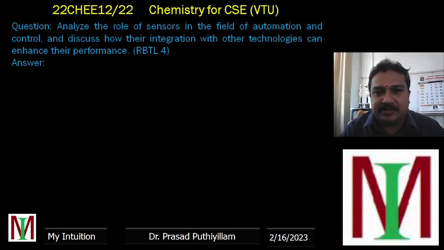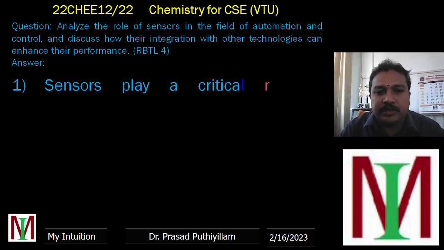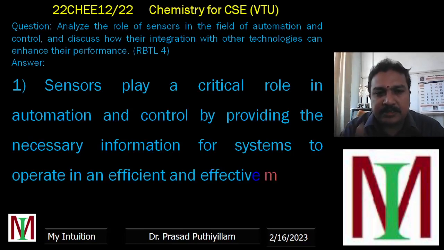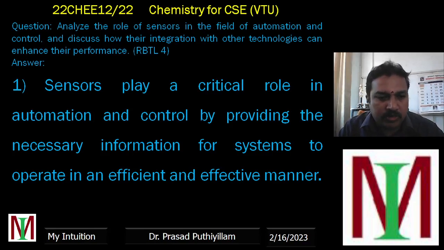Okay, so we need to analyze, not just give a by-hearted definition. We need to have our own analysis. One of the answers is given, and you can change it according to your own perception. Sensors play a critical role in automation and control by providing the necessary information for systems to operate in an efficient and effective manner.